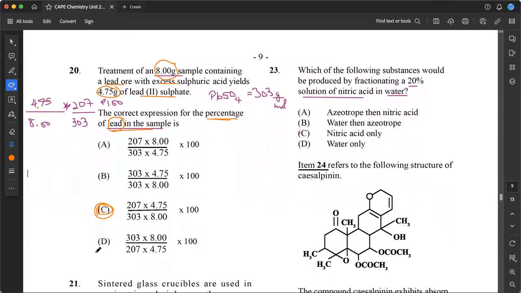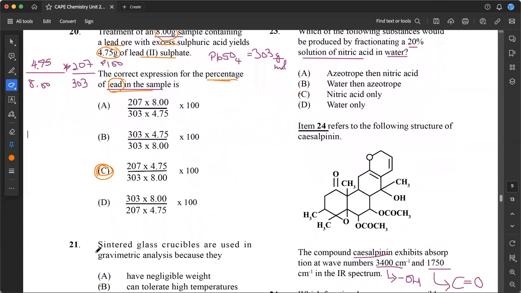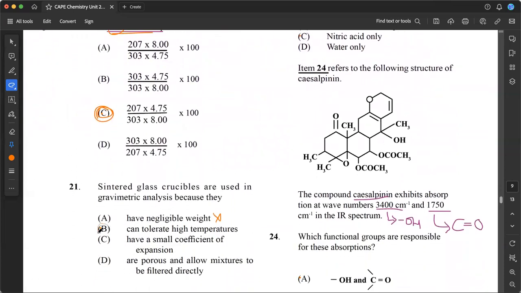Okay, so moving right along to 21. 21 says sintered glass crucibles are used in gravimetric analysis because they have negligible weight. That's not the reason why. They can tolerate high temperatures. That's actually why, right? Whenever we want to heat to a high temperature to drive off the water or whatever the case may be when we're doing our gravimetric analysis, we're gonna use those sintered glass crucibles, okay? So 21 is B. That's why we use them in gravimetric analysis, because they can tolerate high temperatures.